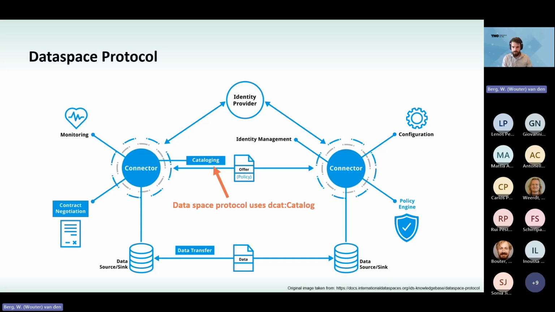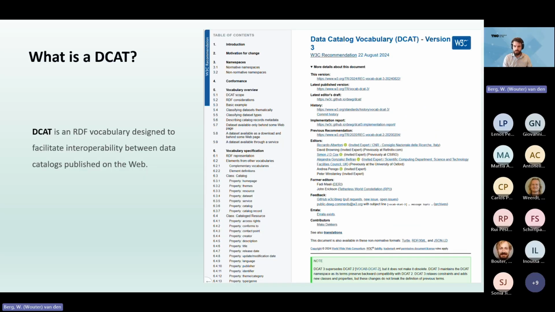For example, not in this slide, but for contract negotiation or identity management, other standards are used. For example, policies in contract negotiation are done mostly with ODRL. But I digress. This is mostly about DCAT. The catalog is defined in DCAT. So what is DCAT? It's just an RDF vocabulary designed to facilitate interoperability between catalogs.